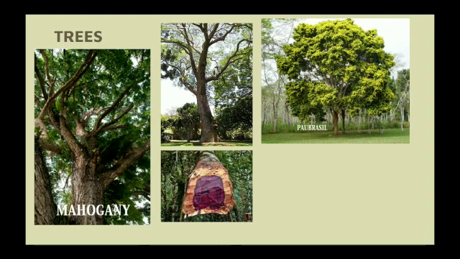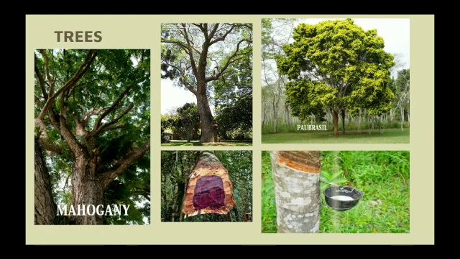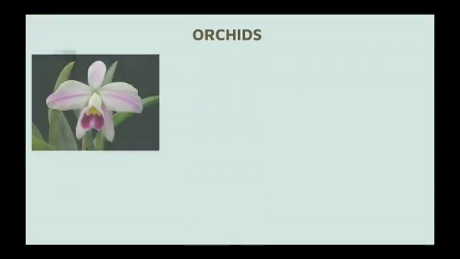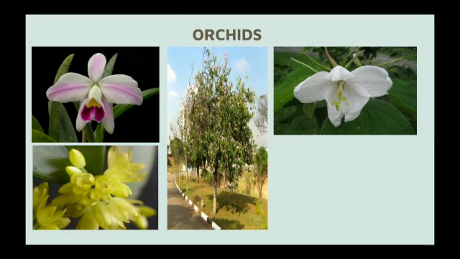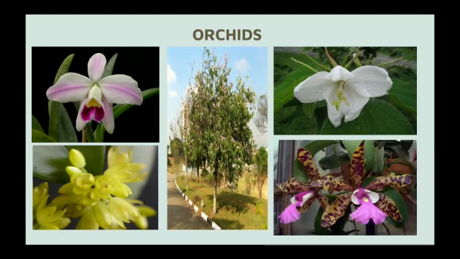Pau Brazil is the national tree of Brazil. The wood is heavy, tough, hard and durable and it is used for shipbuilding and also for making bow for violin. Next we have got rubber and a variety of orchid. We can see the beautiful flowers over here. This enhances the beauty of Brazil.